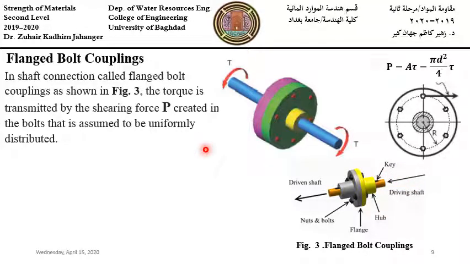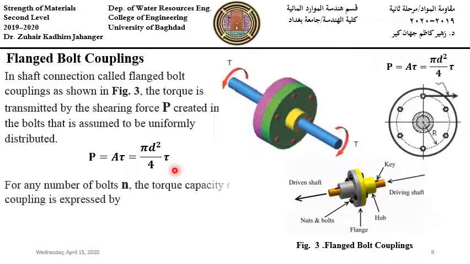So in shafts connection called flange bolt couplings, as shown in figure 3, the torque is transmitted by the shearing force P created in the bolts that is assumed to be uniformly distributed. So on each bolt we have a shearing force P equals area times shearing stress, equals area of the bolts, pi over 4 d squared, times tau. So shearing force equal for any number of bolts.